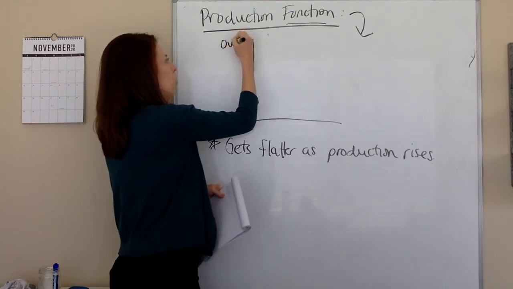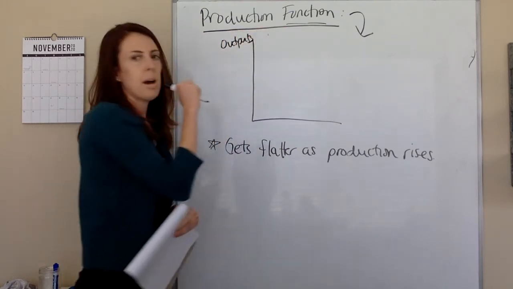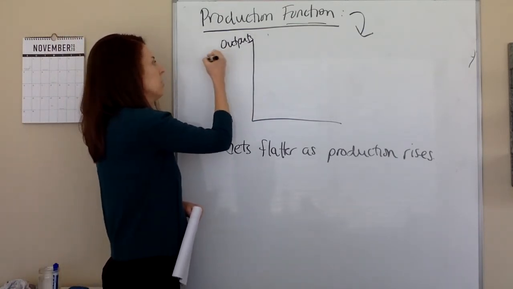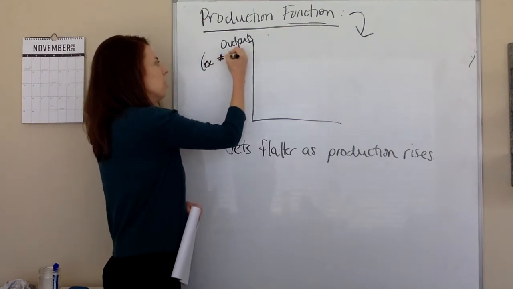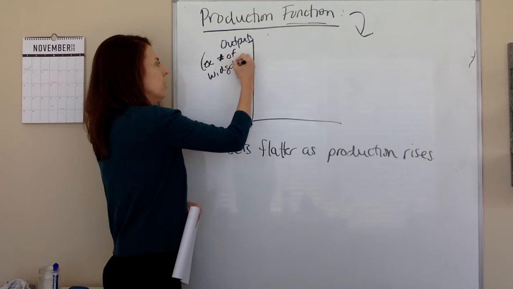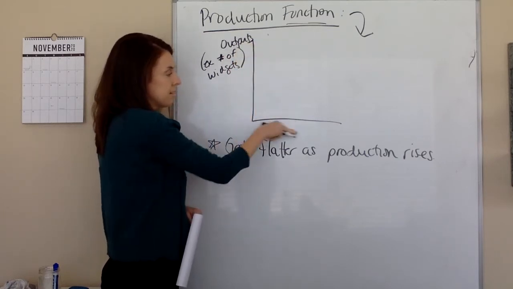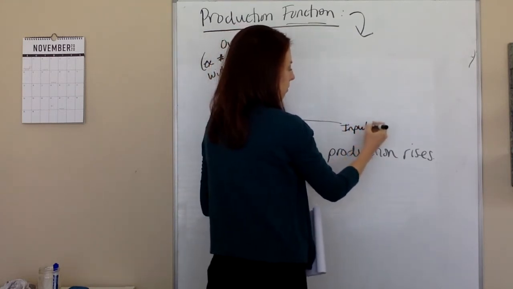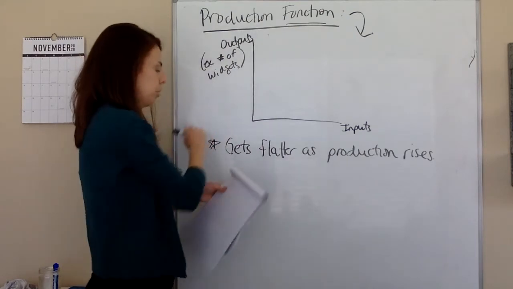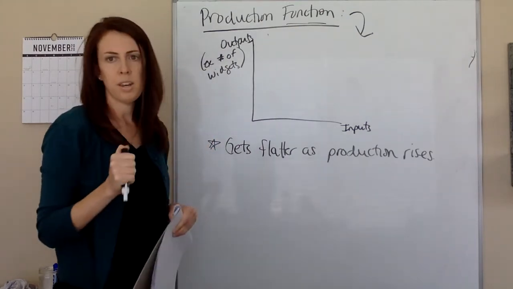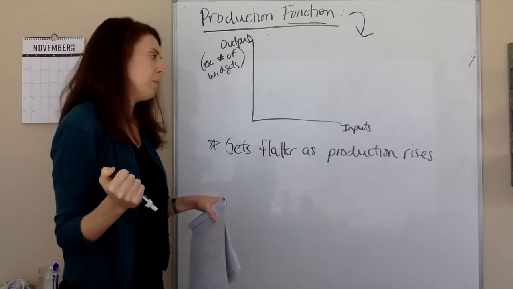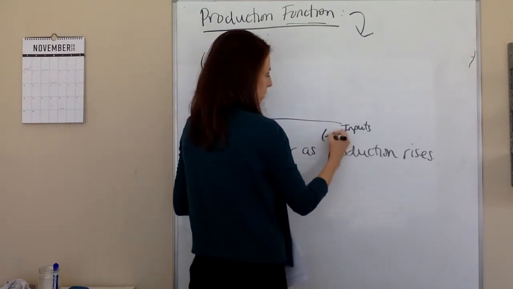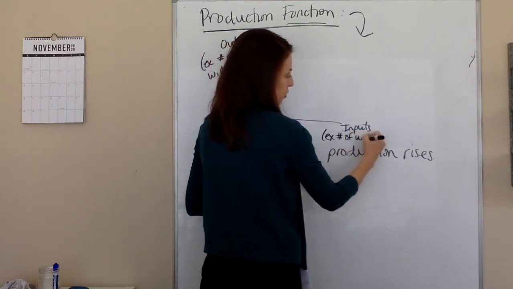On the vertical axis we have the outputs. If we're thinking about a firm that's making widgets, the vertical axis would just measure the number of widgets that are produced. And then the horizontal axis is going to be the independent variable, which is inputs, like the number of ingredients that are used to make the output. One input that is very important in economics is workers. So labor is an input. An example of an input might be number of workers.